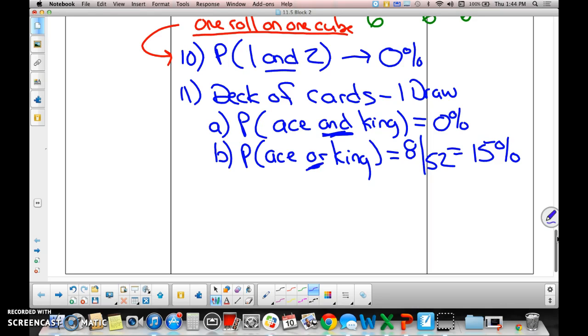15%, a huge difference, right? You can't get an ace and a king in one draw. It's impossible to get that card in one draw. It's impossible to get both of those in one draw. It doesn't even make sense. Therefore, it's 0%. But you could get an ace or a king if you substituted the word and out and put the word or in. Any questions before I stop?